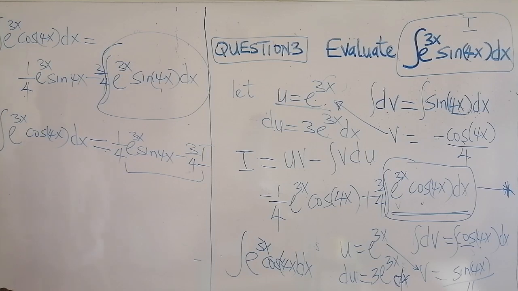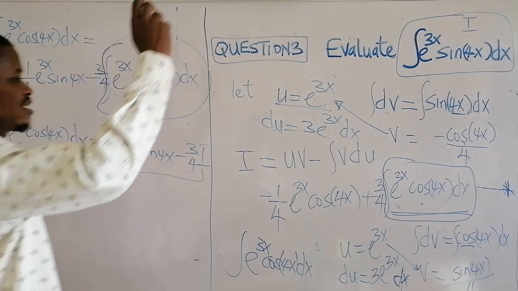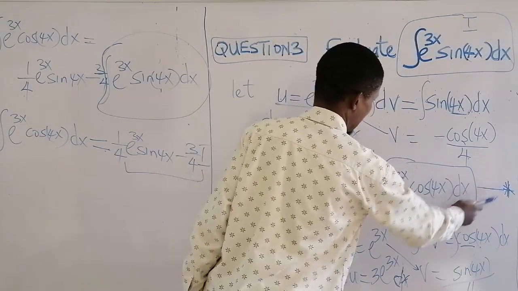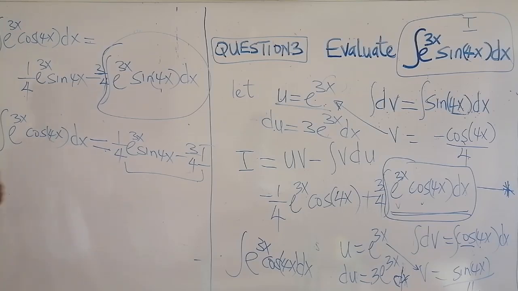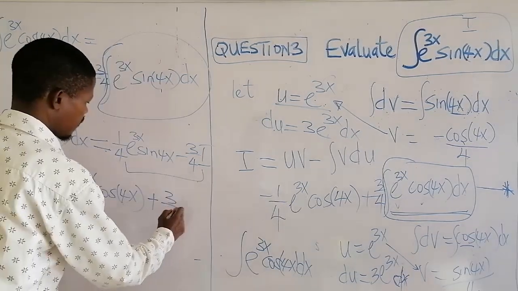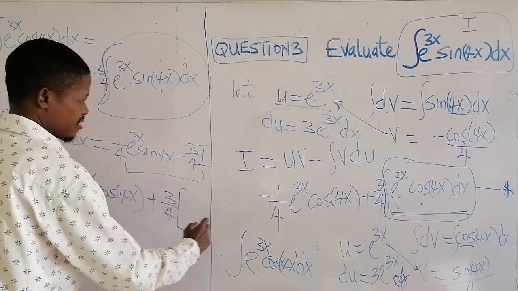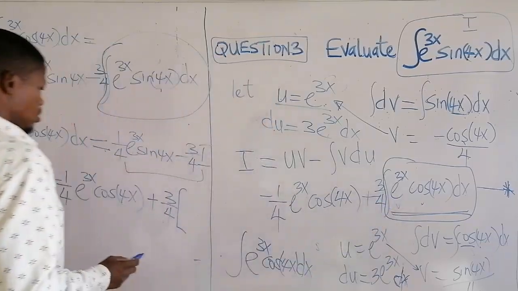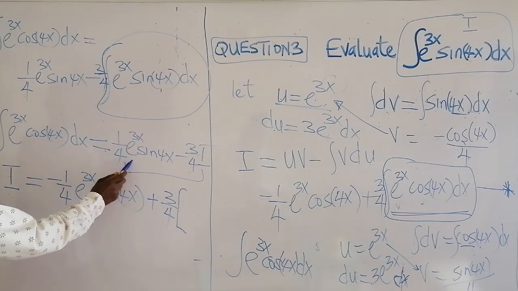What I did is just give the symbol for this integral, which is I. Then we can go back to the equation which I called the asterisk, and substitute there. So we now have our question, which is I, equal to what we have here, plus 3 over 4. We're going to open brackets here, this integral as an expression, and that is this expression.